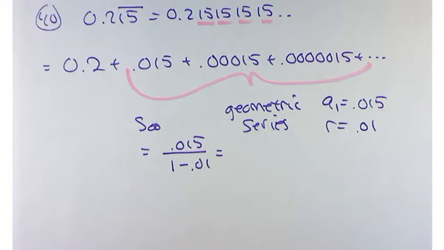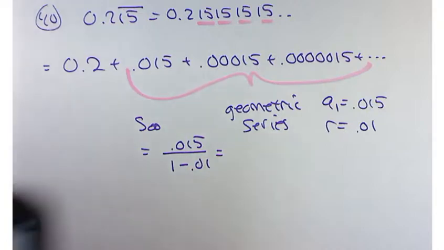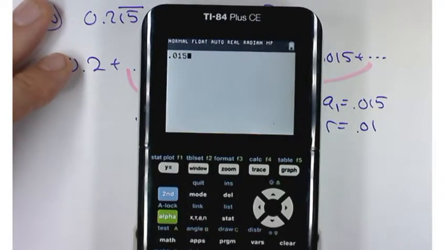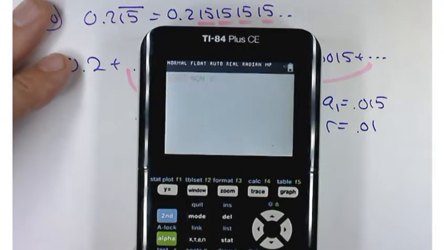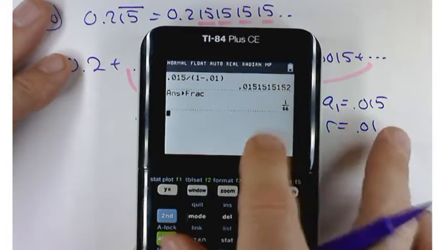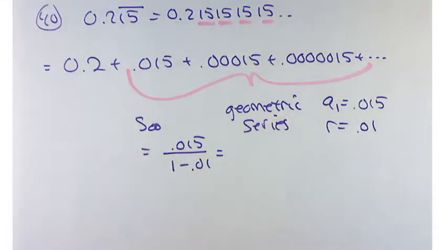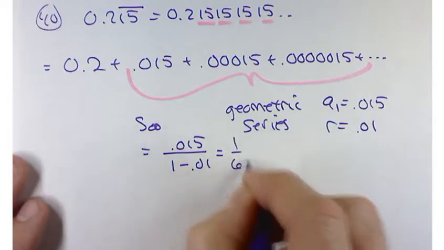And it's probably going to give us 15 over 999 maybe. Let's take a look here. 0.015 divided by 1 minus 0.01. And then hit the math key, answer the fraction. Oh, 1 over 66. Okay, so that's 1 over 66.